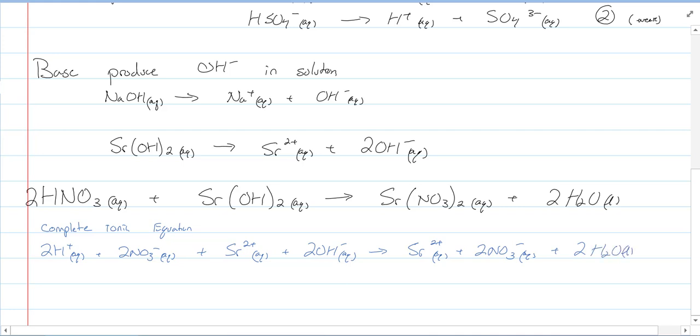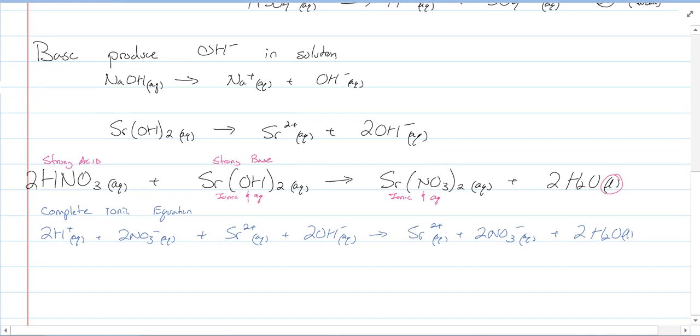Okay, how did I know that? How do you know that? Well, nitric acid is a strong acid. So that means it dissociates completely in solution. Strontium hydroxide is a strong base. Also, it's ionic and aqueous. Strontium nitrate is ionic and aqueous. So I know they all separate in solution. Water, of course, is a liquid, so it stays together.